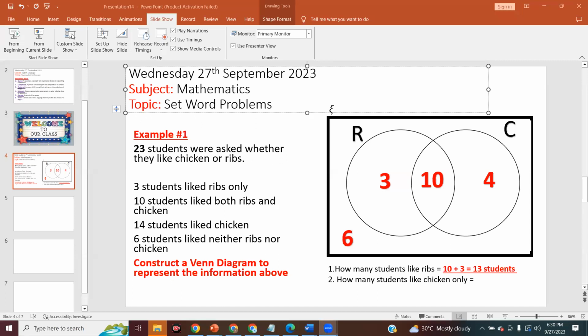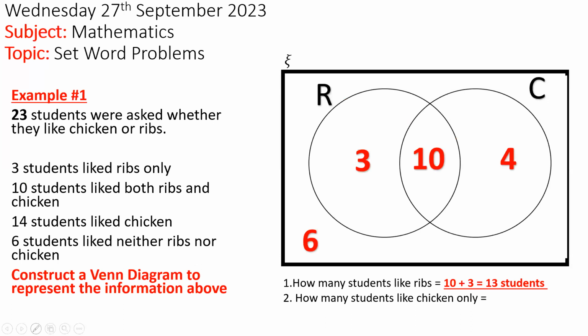All right. Most persons put the right answer. The answer is 4. Why is it 4? It's 4 because I asked for chicken only. So 4 students like chicken only. All right. Why is it 4? Anyone can answer.